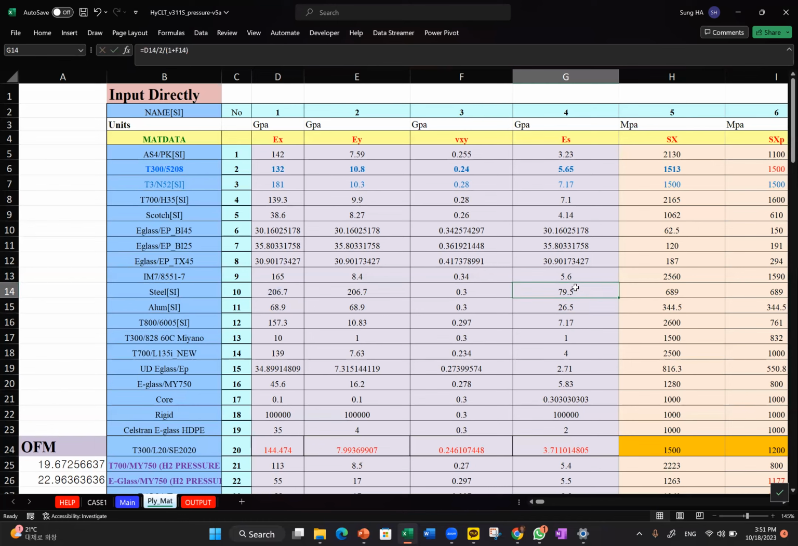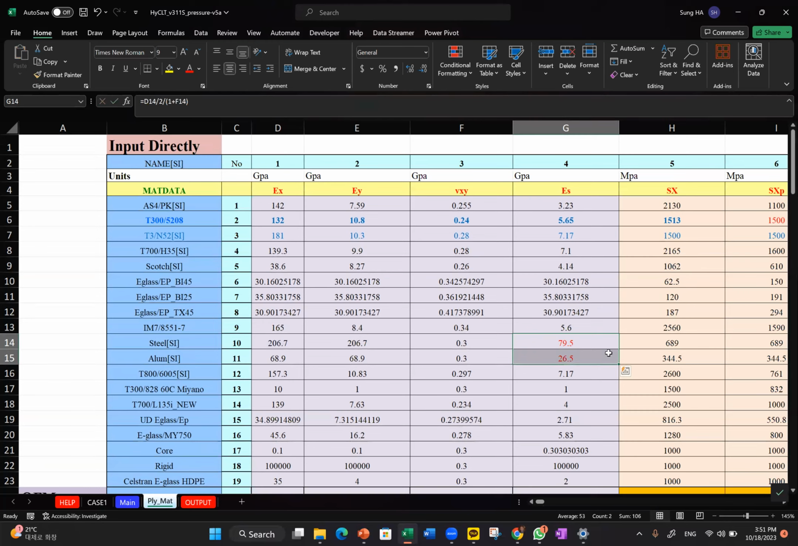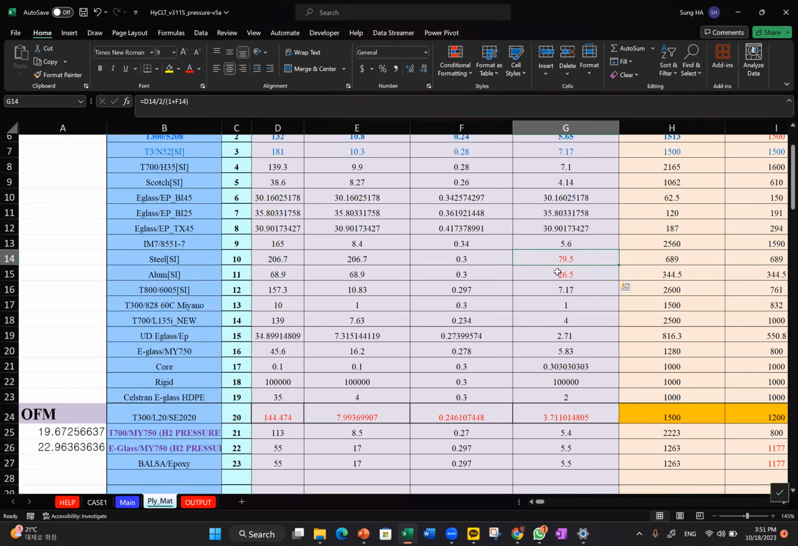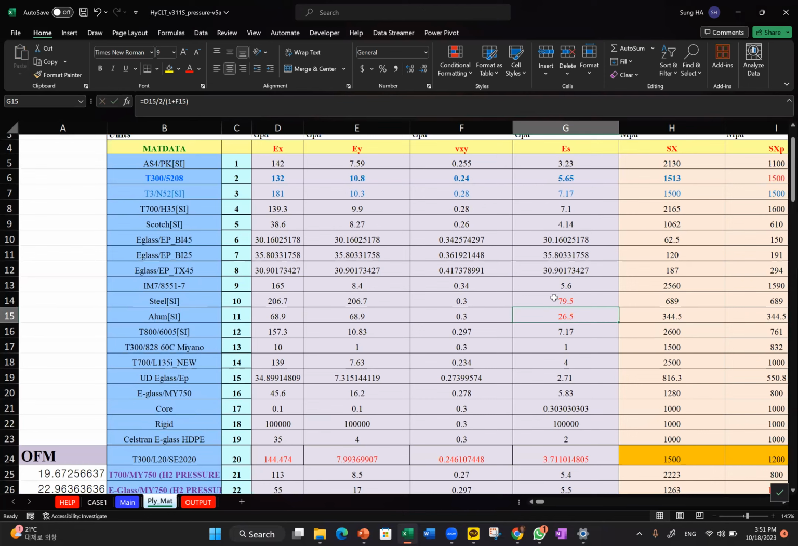So as you can see, this is the same as the material property we have, and then we can change the color representing that this is not independent. This is going to be a dependent property. So in this case, we have a red color representing that we should not change this formula.